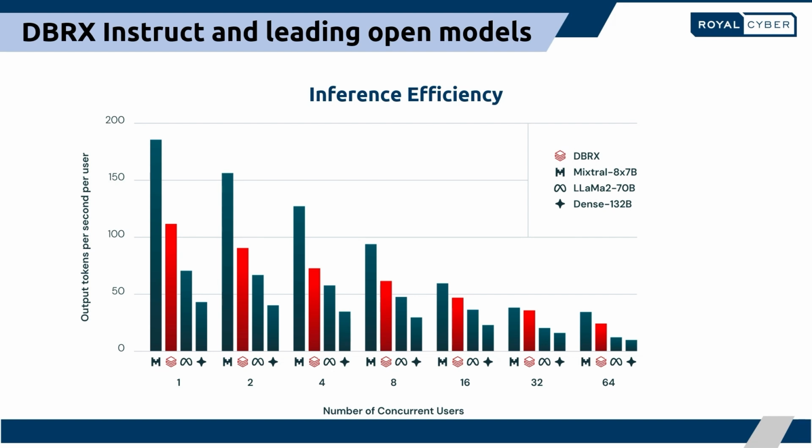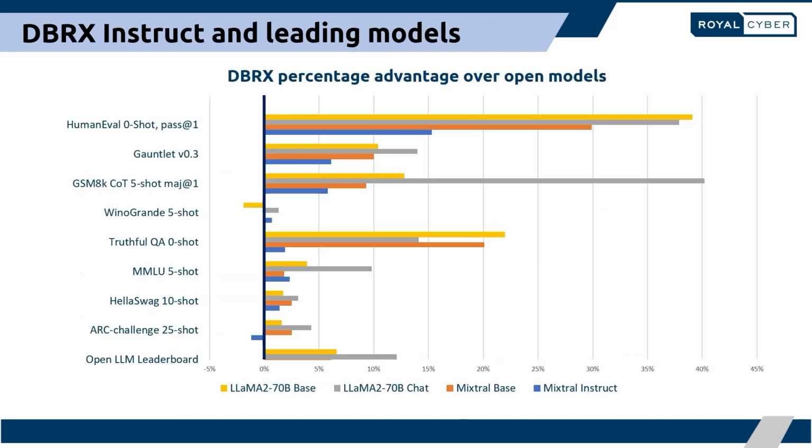Training mixture of experts is also about twice as FLOP efficient as training dense models for the same final model quality. In terms of its advantage over open models at multiple leading benchmarks that every other LLM follows, DBRX is outperforming, let's say, Llama by around 40% and even Mixtral by more than 20 or 30% across multiple fronts.